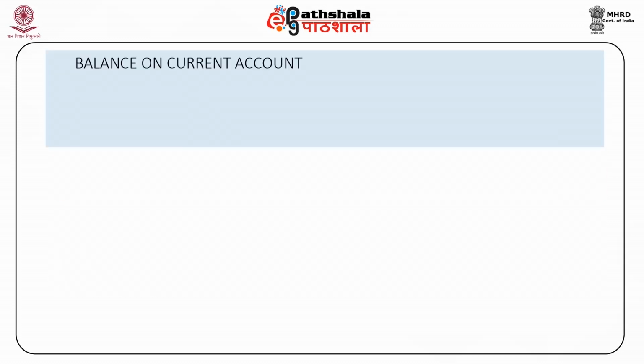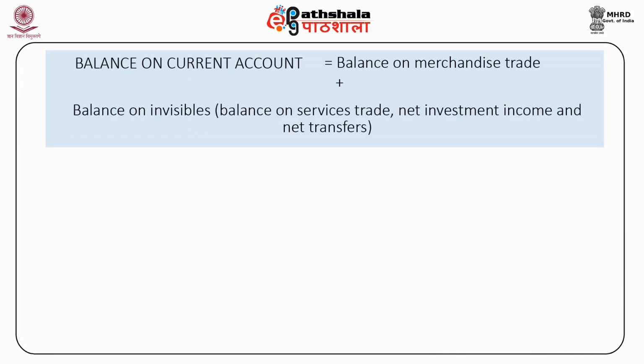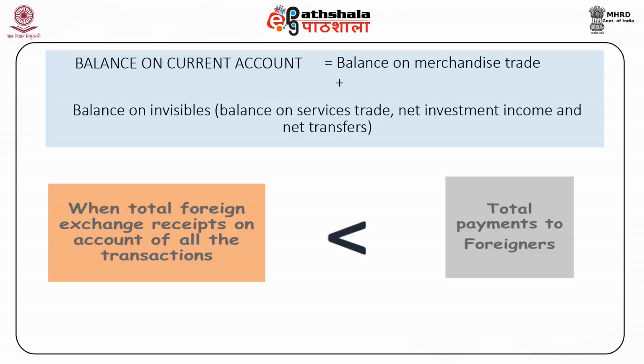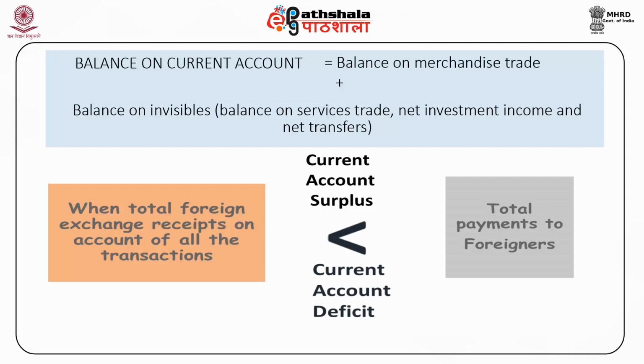The balance on current account is the sum of the A. Balance on merchandise trade, B. Balance on invisibles, which comprise balance on services trade, net investment income, and net transfers. When total foreign exchange receipts on account of all the transactions recorded in the current account are greater than total payments, the country has a current account surplus. In case foreign exchange payments exceed receipts, the country has a current account deficit.